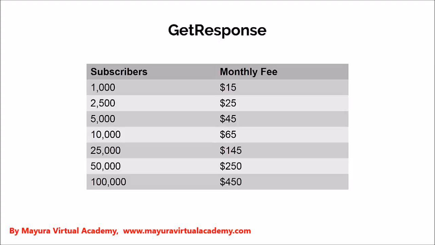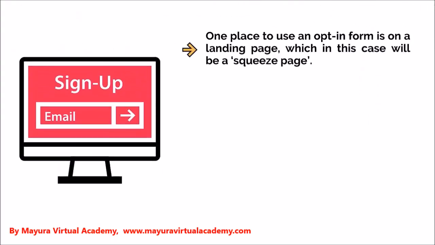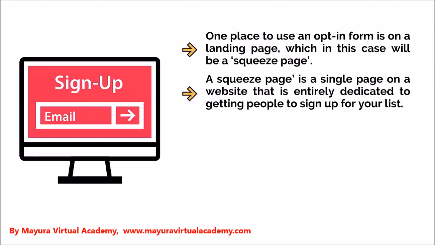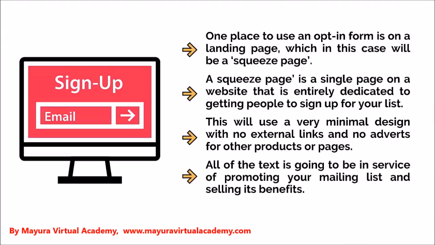Now, once you have your autoresponder, the first thing you have to do is build your opt-in form. And this will give you a piece of code that you can paste into your HTML to embed it into your website. So what do you do with this form and where do you put it? One place to use an opt-in form is on a landing page, which in this case will be a squeeze page. A squeeze page is a single page on a website that is entirely dedicated to getting people to sign up for your list. This will use a very minimal design with no external links and no adverts for other products or pages. At the same time, all of the text is going to be in service of promoting your mailing list and selling its benefits.